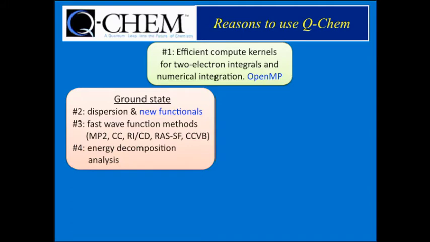Turning to the ground state of molecules, which is what people do most of the time in applied quantum chemistry, Q-Chem has a truly vast array of state-of-the-art features for treating molecules by density functional theory, so the range of density functionals is absolutely encyclopedic and includes new functionals being added all the time. And so version 4.1, as you'll see in a little bit, does include a range of new functionals.